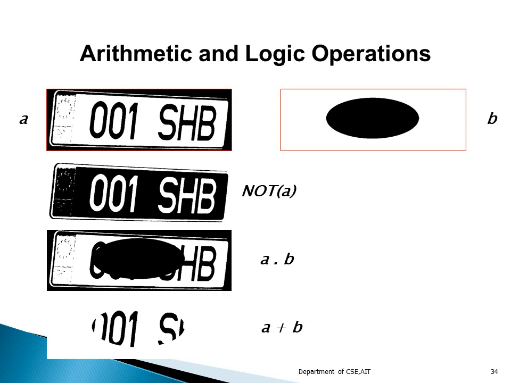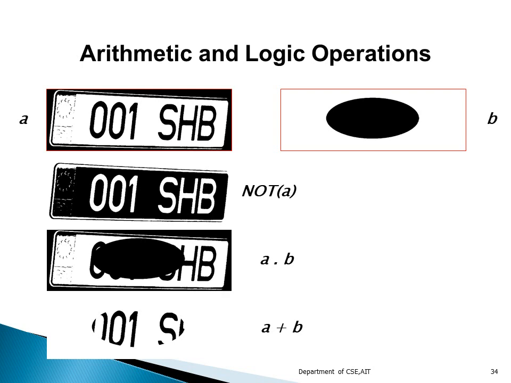So the next one is A dot B, A AND B. What is A AND B? In the AND operation, when both of them are 1, only then it will be equal to 1. In all the other three cases, if any one of the bits, either A or B, is equal to 0, then you are going to get 0. The final value will be 0.